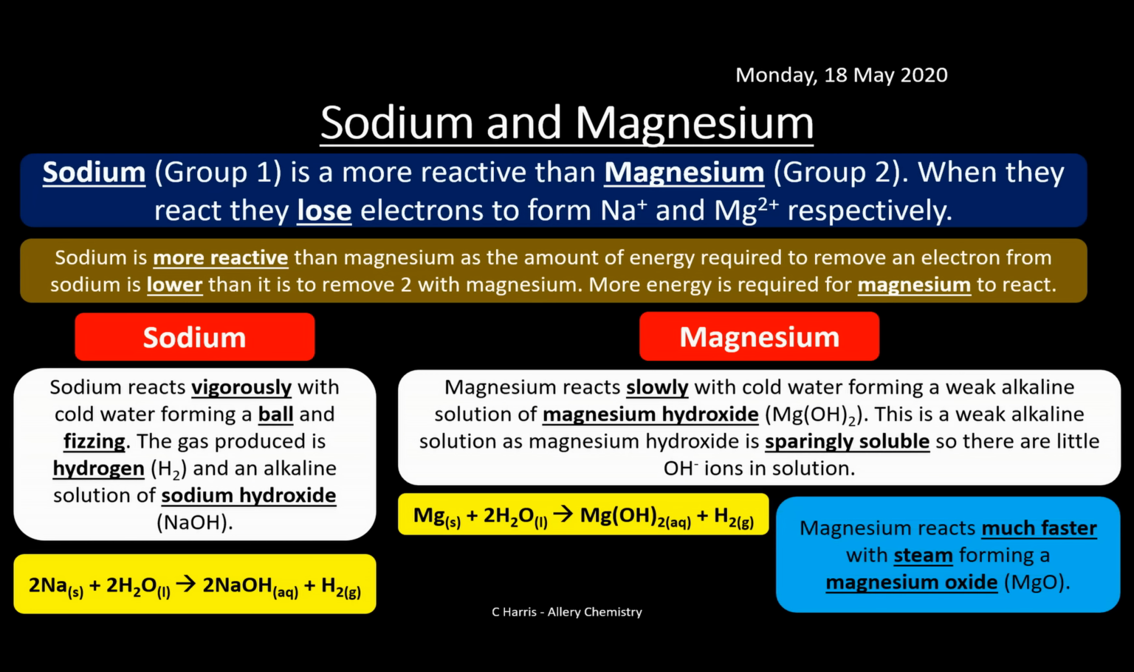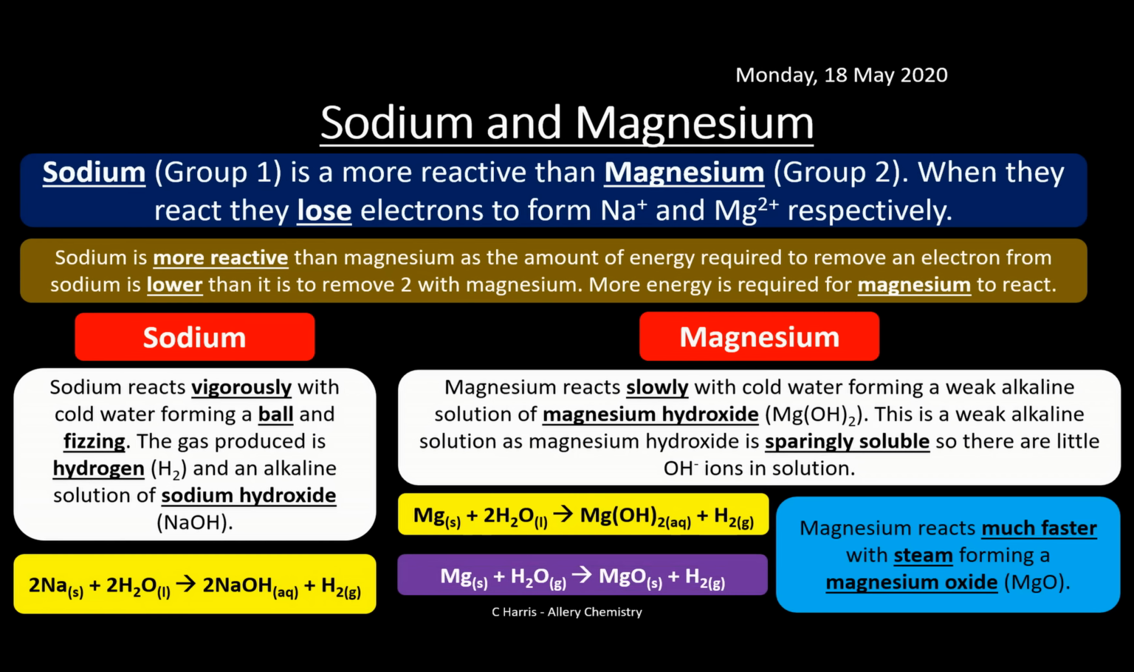However, it does react much faster when it's reacted with steam, and actually it doesn't produce a hydroxide when it reacts with steam. It actually produces an oxide. That's really, really important. So when you're looking at the question, make sure you're familiar with what they're after. If they're asking for it with steam, then you produce magnesium oxide. If it's with water, it's obviously a hydroxide. Okay, so don't get them too mixed up.